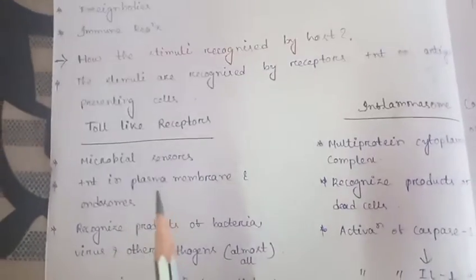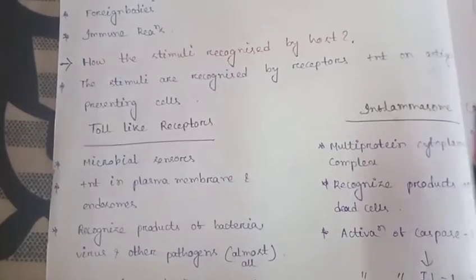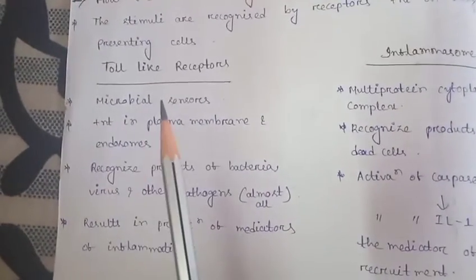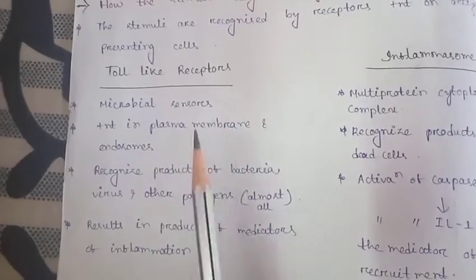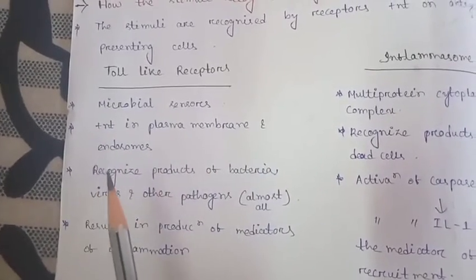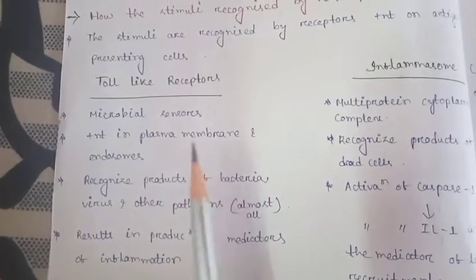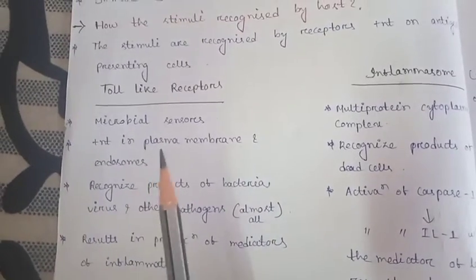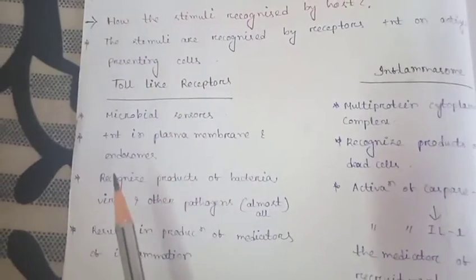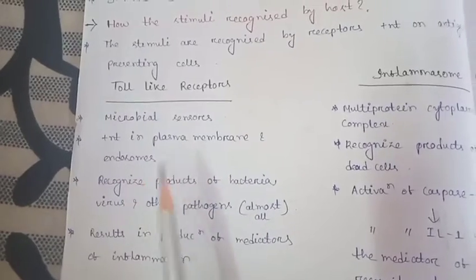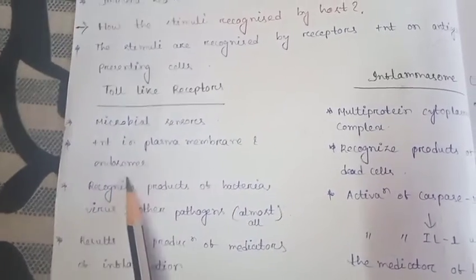So what type of receptors do we find? The main ones are the toll-like receptor and the inflammasome. What is a toll-like receptor? It is a microbial sensor present in the plasma membrane and endosome. We know the cell's outermost layer is the plasma membrane, and endosome means the content within the cell.